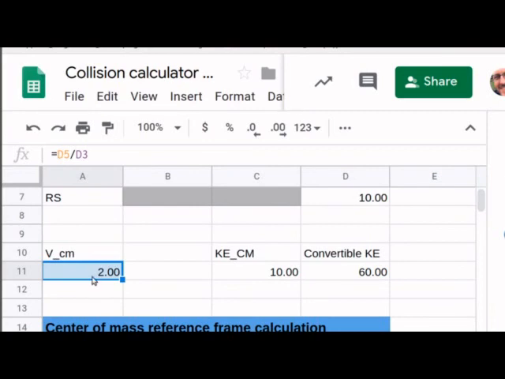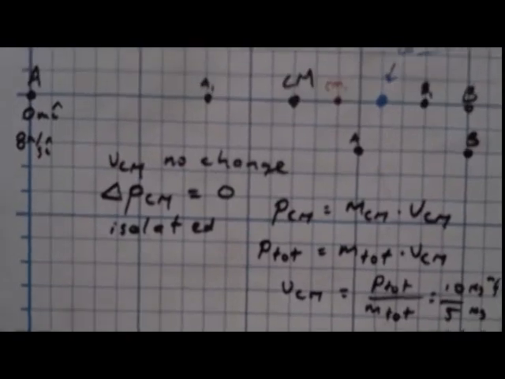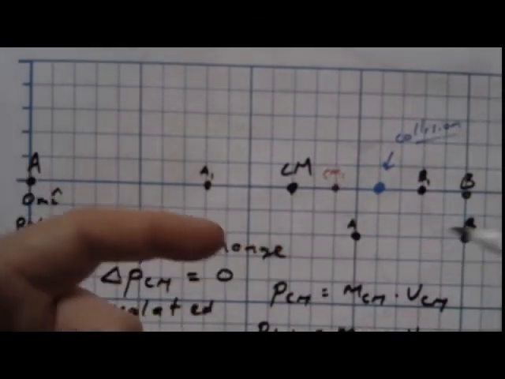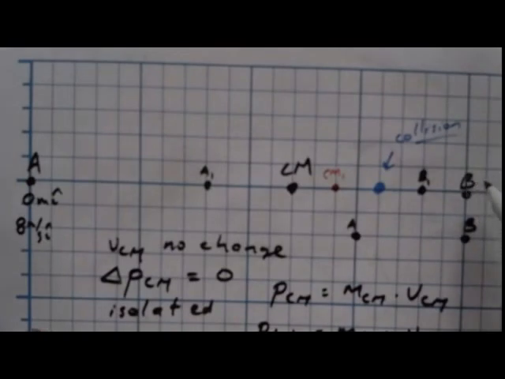You go the same speed as the center of mass. So if you were moving at 2 meters per second, let's go back to the whiteboard for a second and scroll this up. If you were moving at 2 meters per second alongside that center of mass, you would say the center of mass isn't moving. And these two carts are moving, well, this one would end up being slower and this one would end up being faster in order to make that work out.